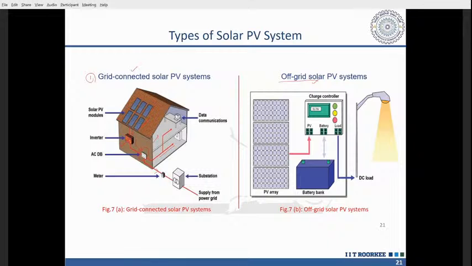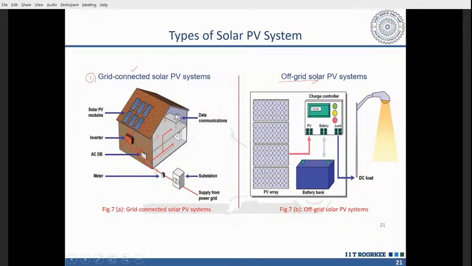The main grid supply is there in every building, and one more connection comes from the rooftop mounted solar panel, and there is a main switch mounted inside or downstairs of my electrical building. So two connections are coming. When the solar power is not available, the main grid supply is supplied to the loads. So these are some of the grid connected systems and the off grid PV system.